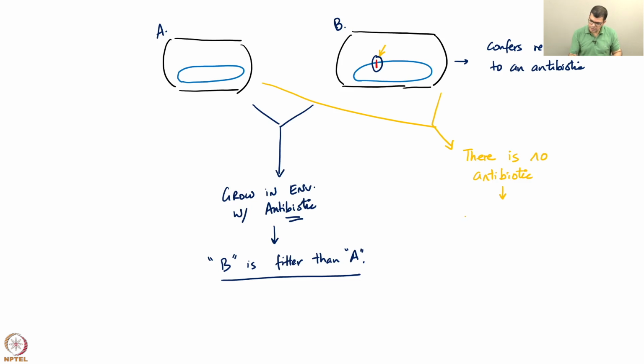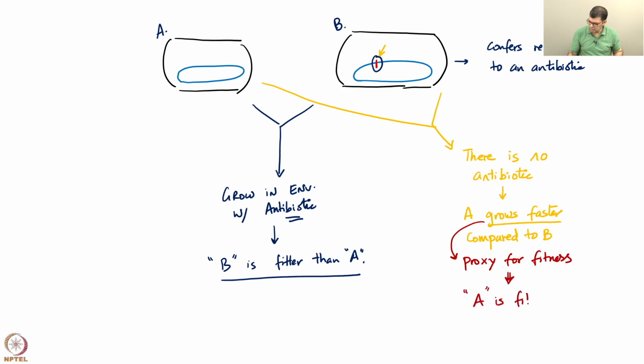And as a result of that, A grows faster compared to B, and we have seen that we have been using growth rate as a proxy for fitness anyway. So, this is a proxy for fitness. What that implies is that individual A is fitter than B.